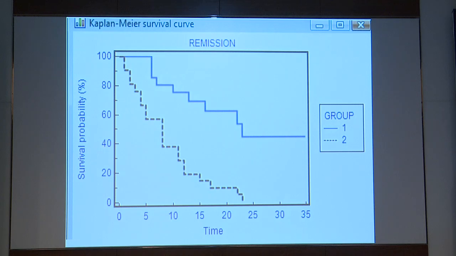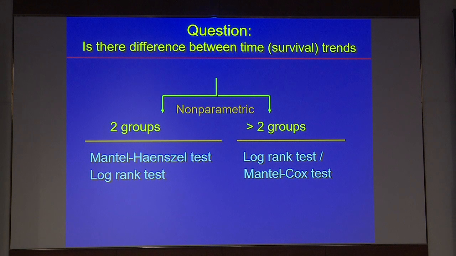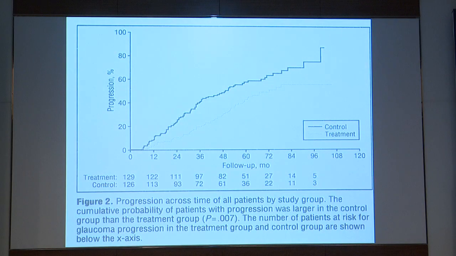I mean, obviously when the data is like this, it looks very nice and you don't need a good amount of statistical testing, but this is visualization. But when you look at, is there a difference between the two survival groups? Two groups, Mantel-Haenszel test or log rank test. More than two groups, log rank test and Mantel-Cox, all right?